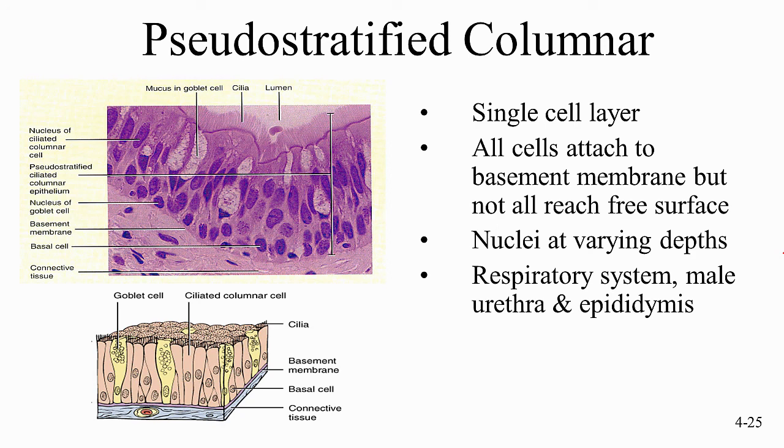Again, think of that crowd along the curb watching the parade. We have people of all different sizes. Okay, the same thing here. All the cells are touching the floor or the basement membrane. Not all of them are reaching the same height. We're going to find these in the respiratory system, such as the trachea. We're going to find it in the male urethra and also the epididymis.